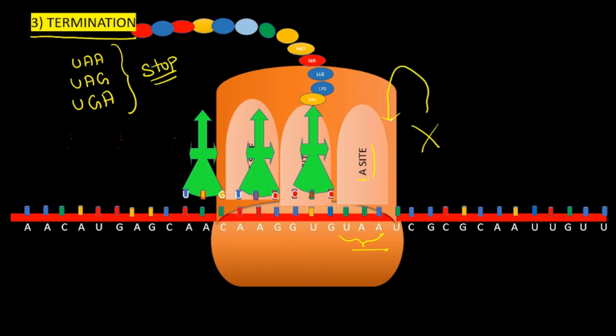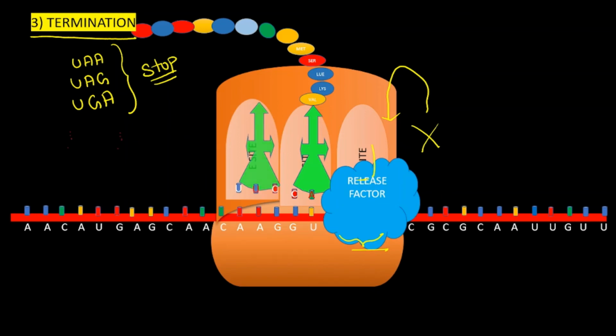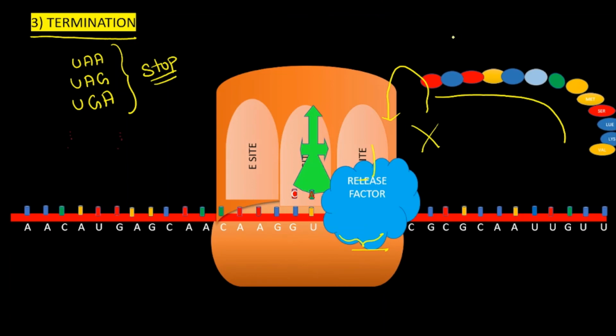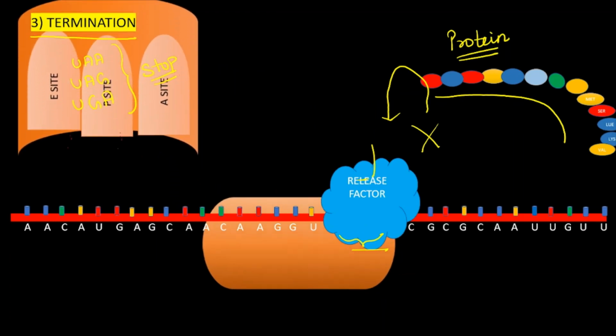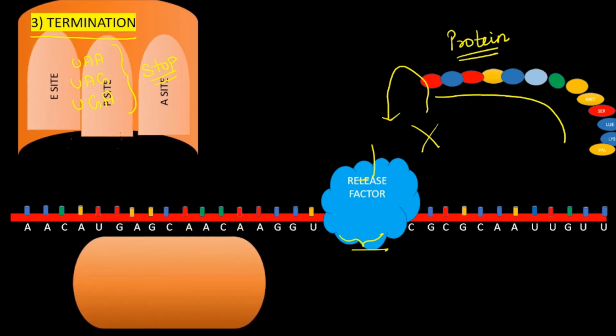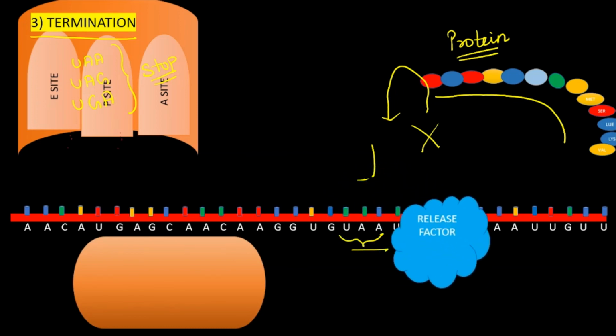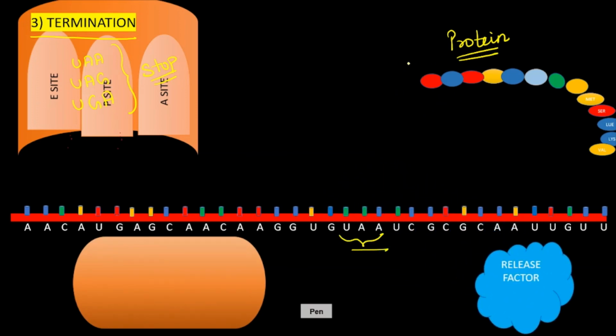अब A साइट पर बाइंड करने के लिए कोई ट्रांसफर RNA नहीं है, तो ऐसे टाइम पर आता है एक रिलीज फैक्टर. This release factor will bind to the stop codon and the polypeptide and the transfer RNA are released from the ribosome. This is a polypeptide chain which is actually a protein. और रिलीज फैक्टर के अटैच होने के बाद ट्रांसफर RNAs रिलीज हो जाएंगे. राइबोसोम के larger subunit and smaller subunit will also be dissociated from each other और रिलीज फैक्टर भी रिलीज हो जाएगा. And this is how we get the protein at the end of the process of translation.